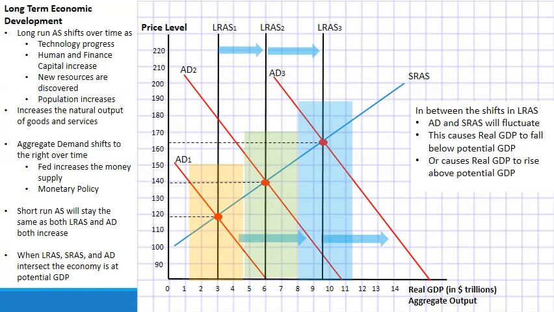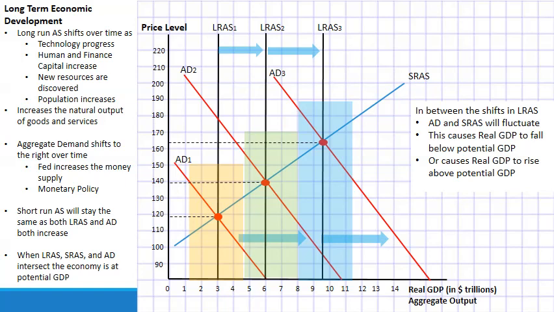So when LRAS, SRAS, and AD intersect, the economy is at potential GDP. And that's what we talk about. Potential GDP, of course, is also going to equal full employment. So one of the things about this shift you'll notice is that as long run aggregate supply shifts, we also see an increase in full employment and the number of individuals within the workforce.